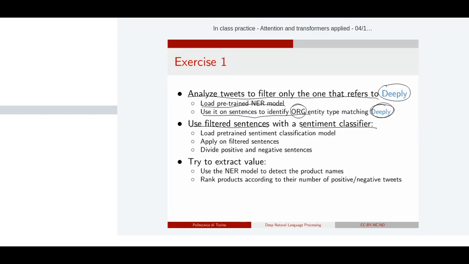You apply it on the filtered sentences, and you can divide positive and negative sentences, and you can compute which are the products that are associated to positive reviews or negative reviews. So the idea is that you should be able to understand that you have a named entity recognition model that can be used to filter out those tweets that are not referring to Deeply products.